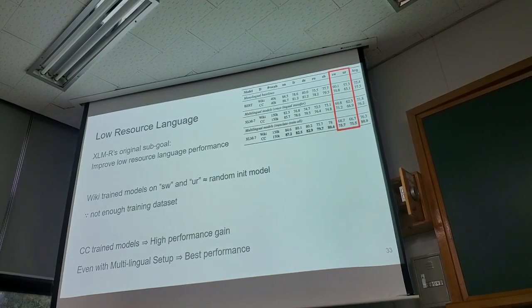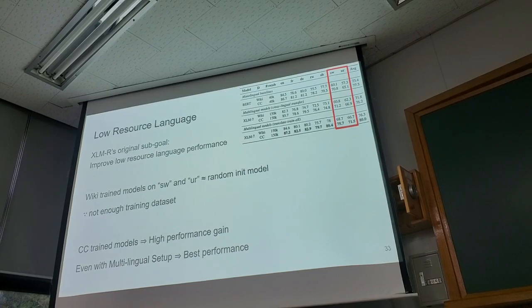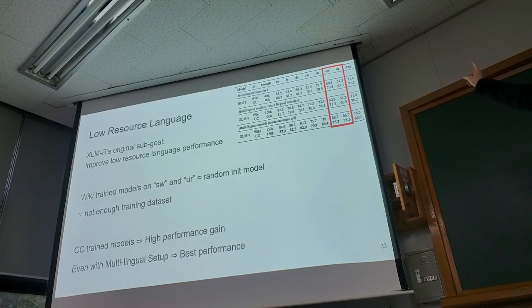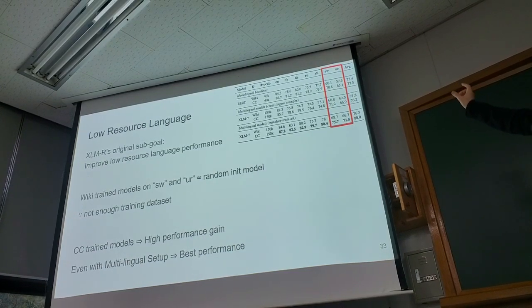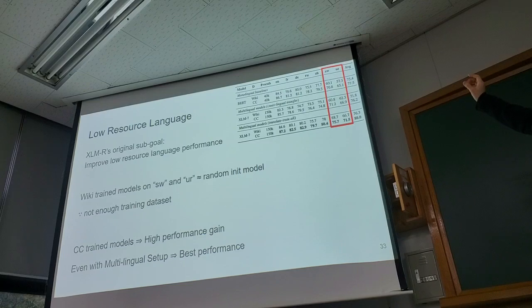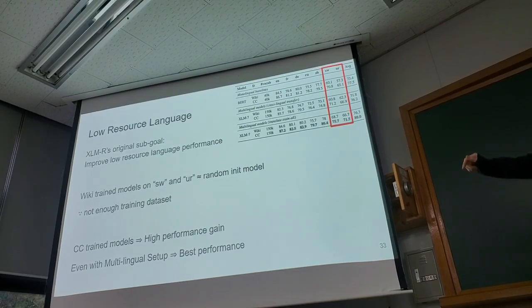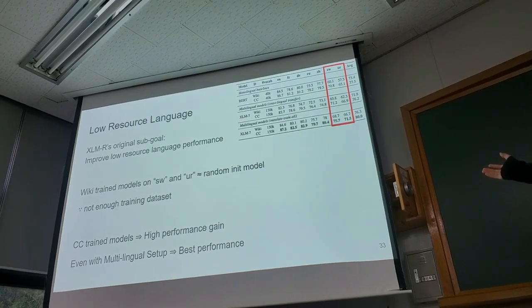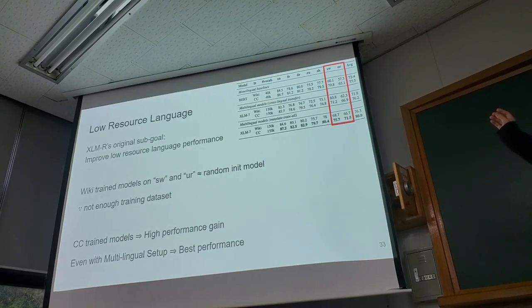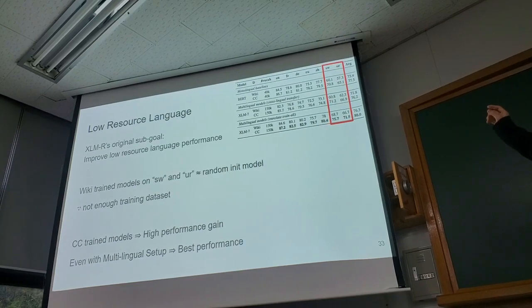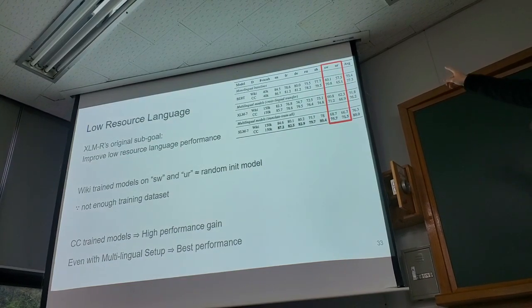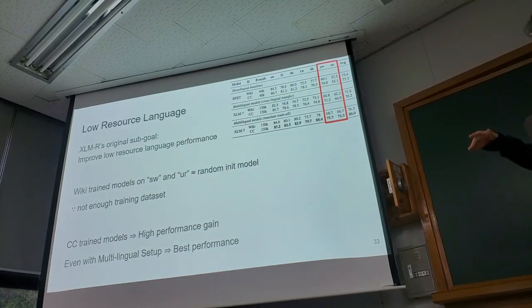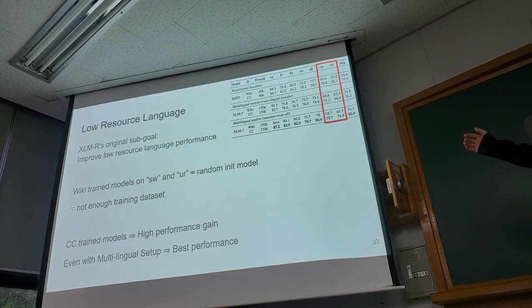And the last one is the low-resource languages performance of XLMR's original subpool. When you see the two columns SW and UR, which are the low-resource languages, they show almost randomly initialized model performance for the model trained on wiki, because there isn't enough training data for those two languages. When we change the training dataset to CC, Common Crawl, we can see a performance gain for every model. And when you even start with the multilingual, it shows the best performance compared to other models.